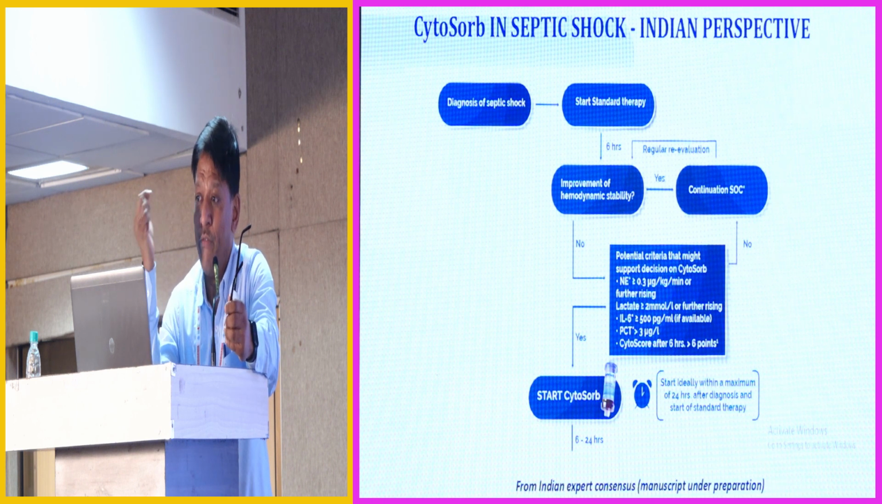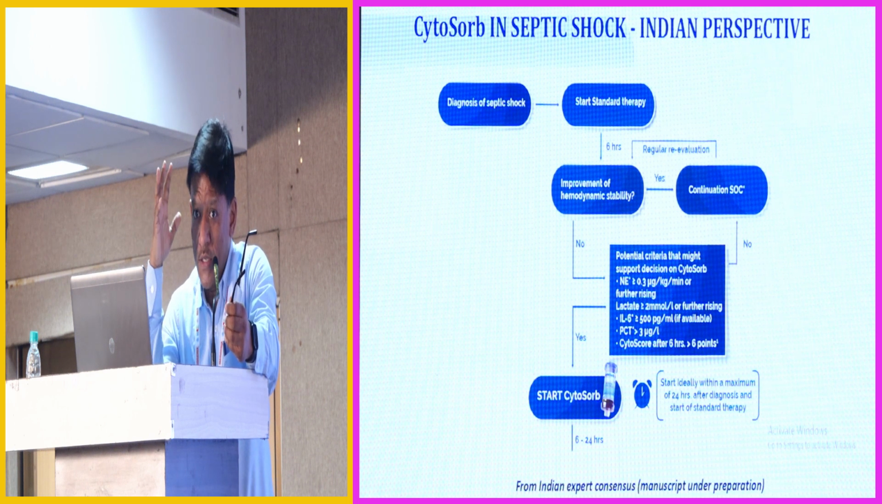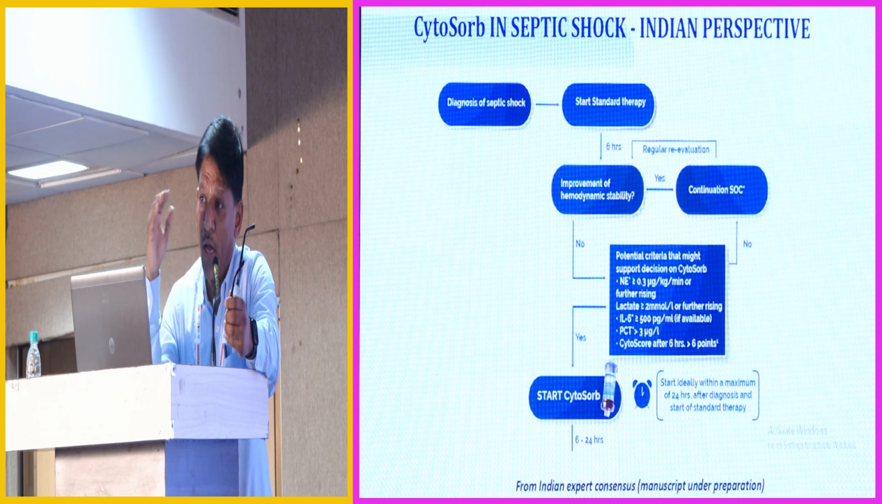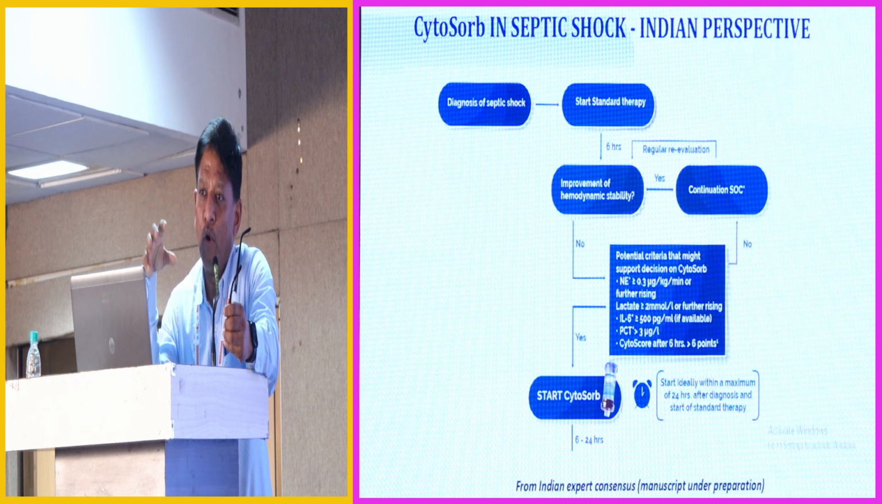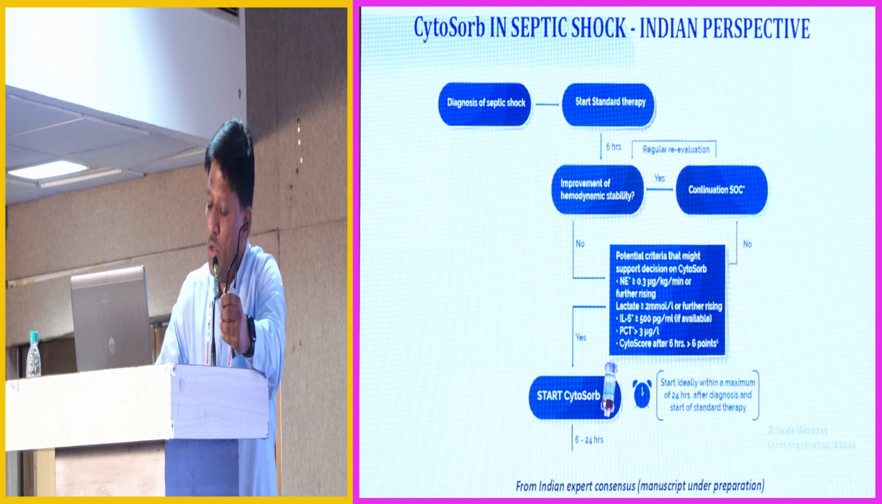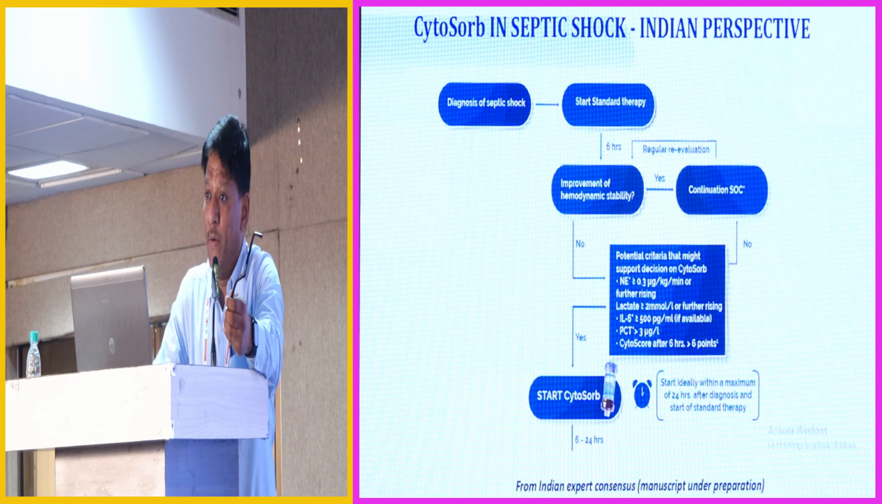And also, if you have IL-6 in your center, an IL-6 of more than 500. If your patient has evidence of clinical hyperinflammation, and at the end of 6 hours has a high requirement, increasing noradrenaline, increasing lactates, IL-6 on the higher side, and procalcitonin on the higher side, probably this is the candidate patient who would benefit from the device. So you would use CytoSorb, or filtration, in such patients.